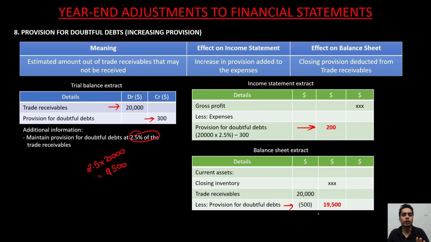One important rule I'll tell you about doubtful debts. The change in doubtful debts always goes to the income statement. So the change in doubtful debts goes to the income statement. The closing balance of doubtful debts will always go to the balance sheet. Here the change is $200, income statement. The closing balance of the doubtful debts was at $500, balance sheet.